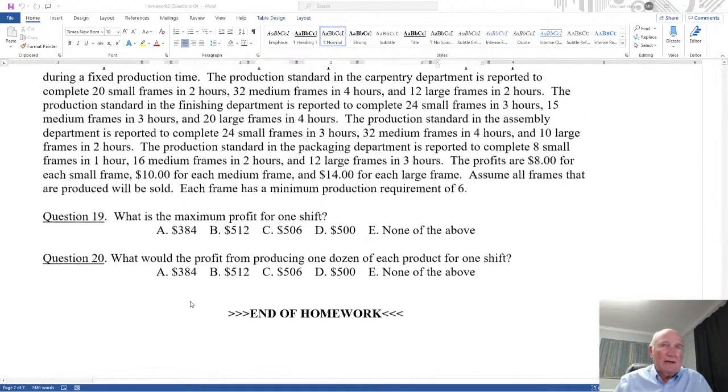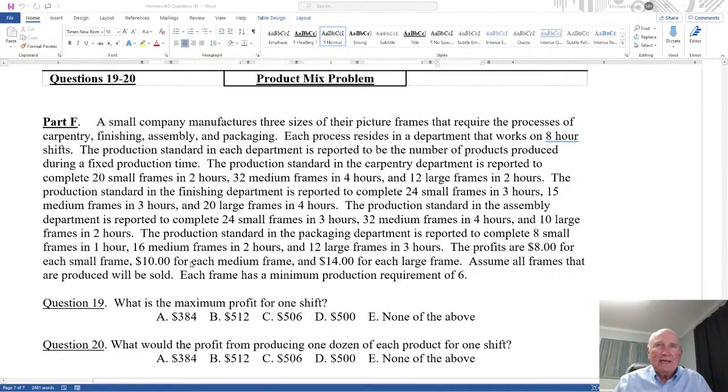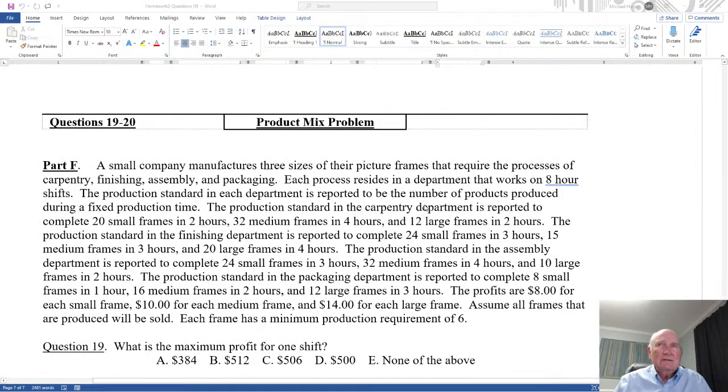Okay. I have a dozen. This is going to be 8, 10, and 14. 8, 10, 14. Yep, that's right. And I think I had these before. 8 hours is correct. 22, 32, 4, 12, and 2. Yep, that's what I got.